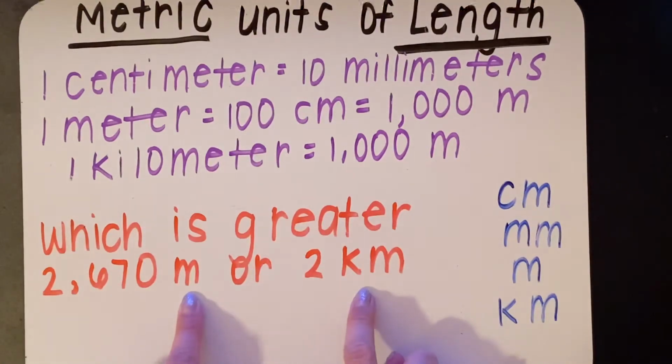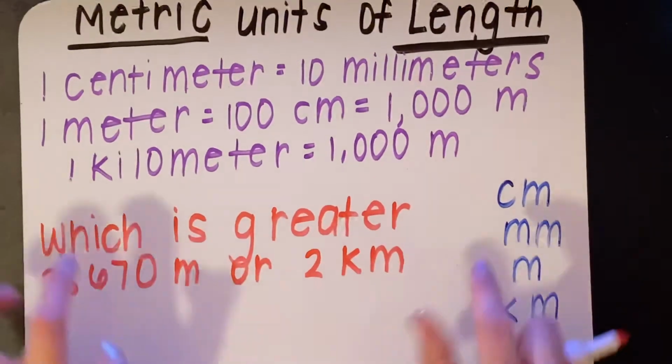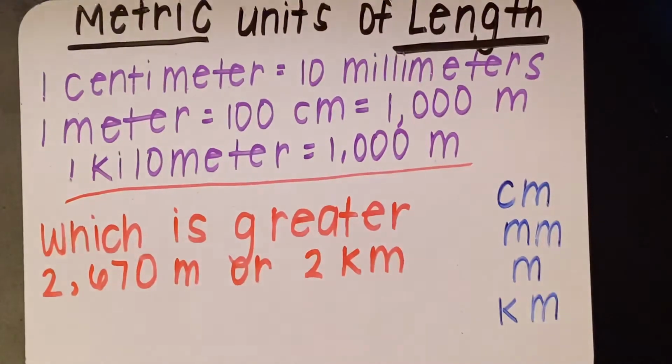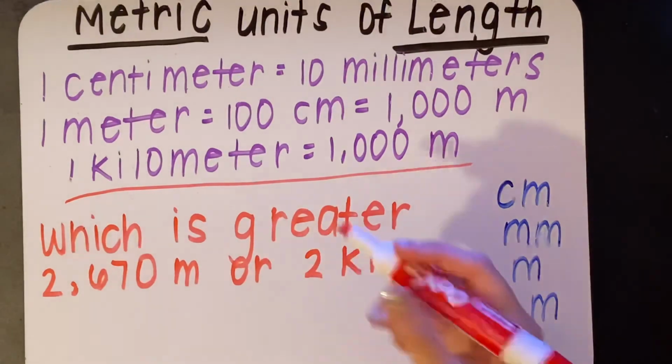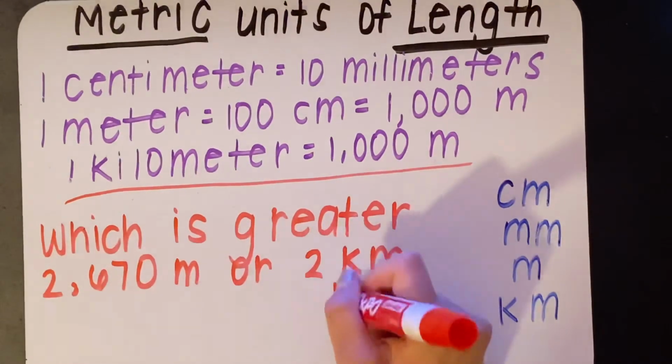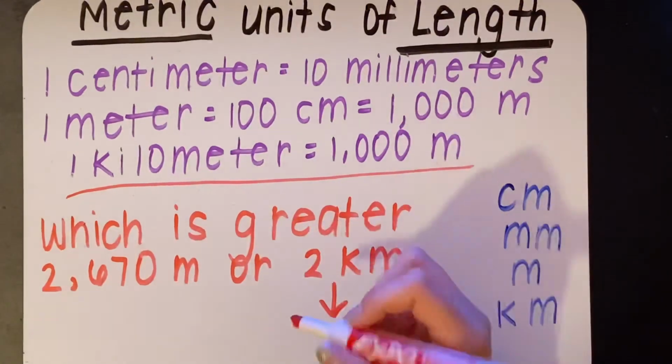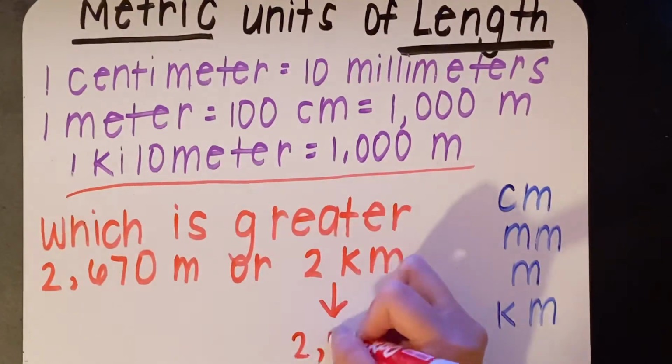So if we look at this, we're looking for meters and kilometers. I see that the bottom fact will help me. 1 kilometer equals 1,000 meters. So I'm going to go with this. 2 kilometers equals how many meters so that we can compare them. 1 kilometer equals 1,000, then I know 2 kilometers must equal 2,000.